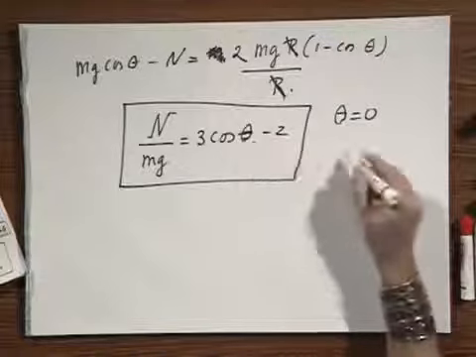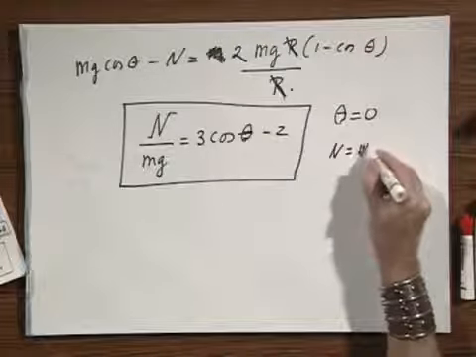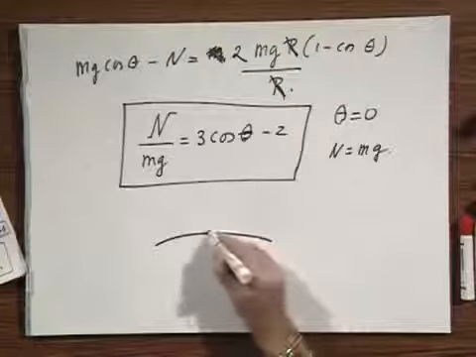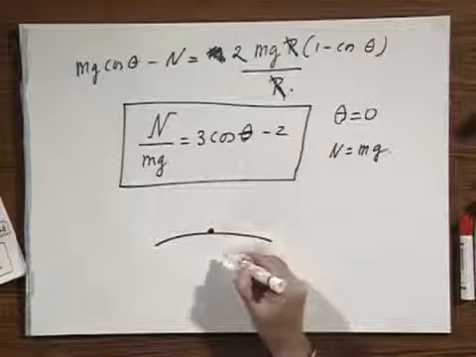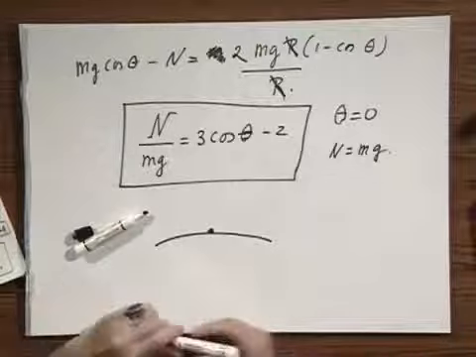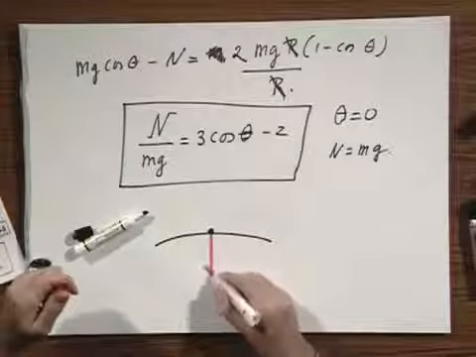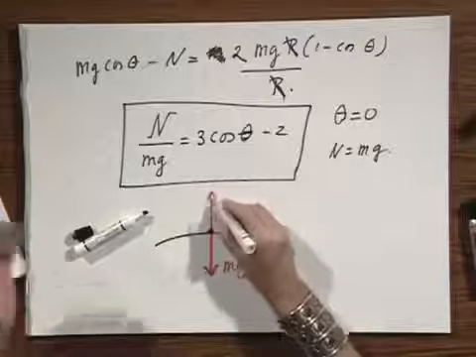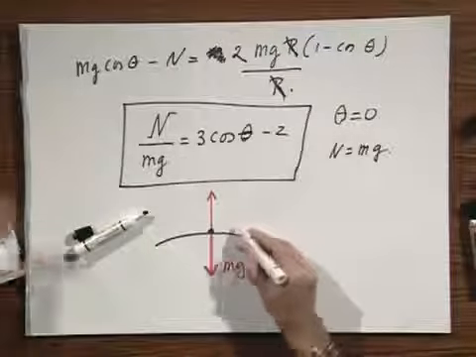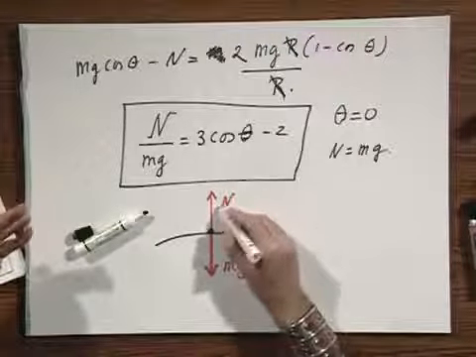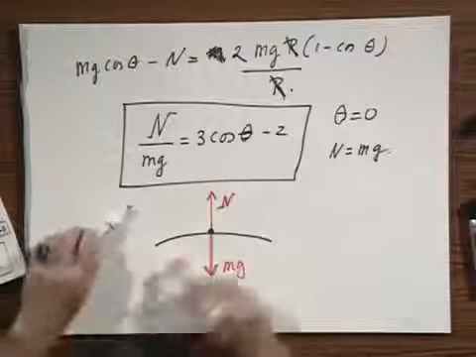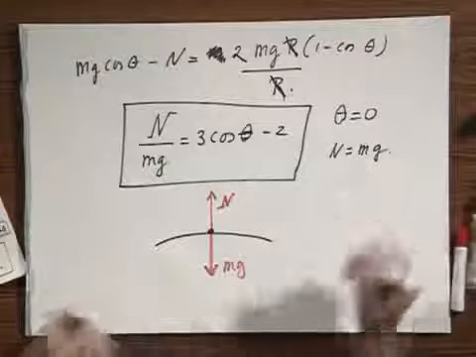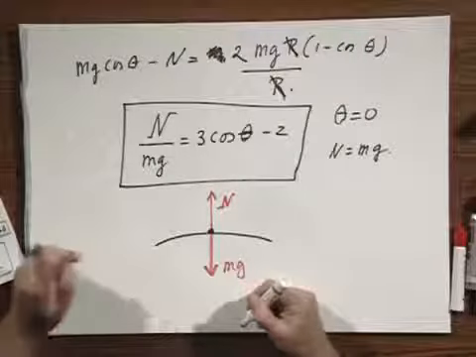3 minus 2 is 1, so you find N equals mg. Well, that's rather obvious. When she is sitting right on top of the igloo, then her mass, attracted by the Earth, mg, and there is no velocity, she is sitting still, so the normal force that she experiences from the igloo better be exactly equal to mg. So that is very pleasing.